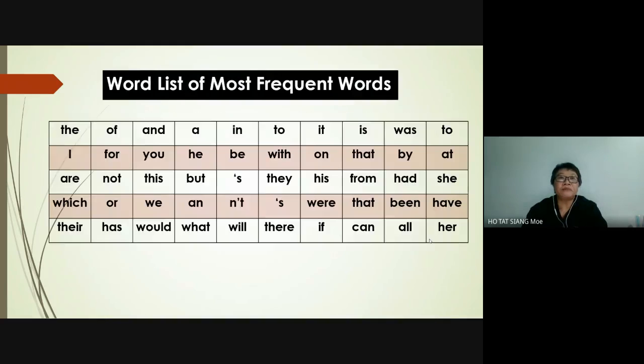Now next, this is a list of most frequent words in English. For example, the, and, in, on. I believe all of us know these words. These are the most frequently used words in English.